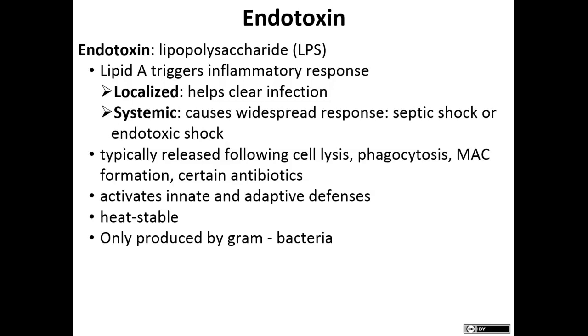The typical reason for endotoxin shock is due to pathogens dying, typically associated with your immune system, either your innate or your adaptive defenses attacking, or if you're taking antibiotics that kill off the pathogen. These endotoxins are heat stable because they are lipid based, they're not protein. And they are only produced by gram-negative bacteria. So you cannot get endotoxin shock from a gram-positive species.